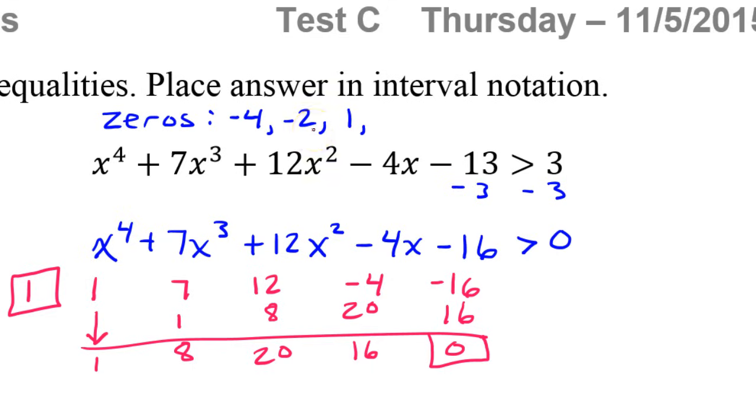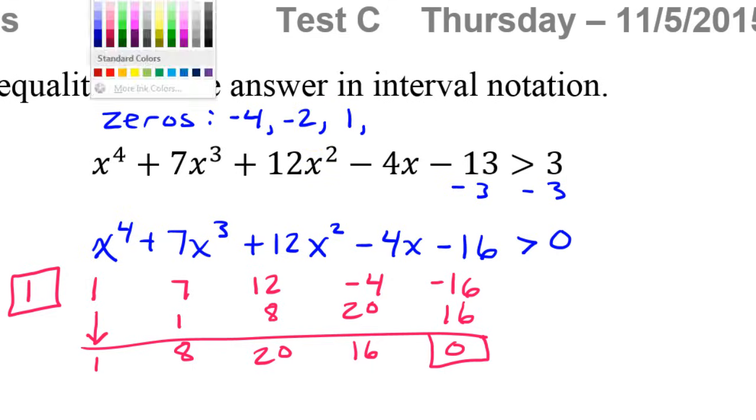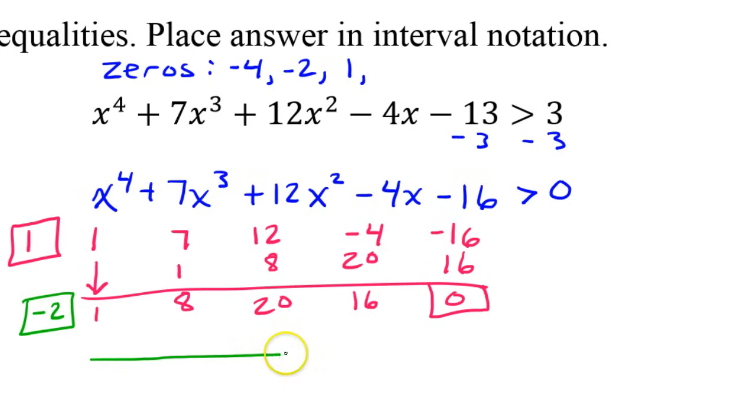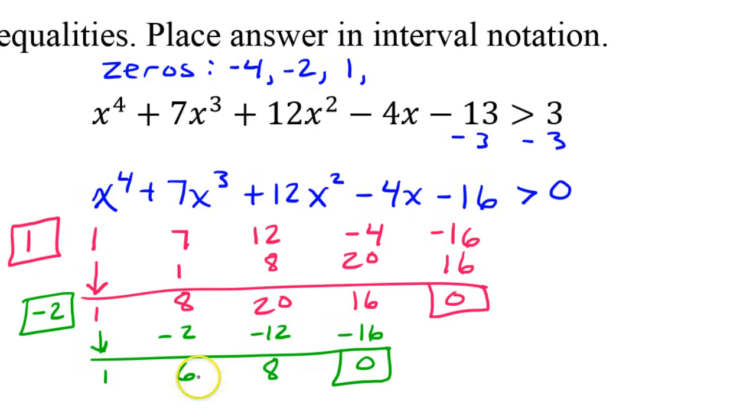So I've got another 0 here, so I'm going to use it. Let me switch to green. I'm going to go ahead and use the 0 of -2. So I'll do -2 right here. 1 times -2 is -2. That's 6. Times -2 is -12. That's 8 times -2 is -16. That's 0. Now, I could turn this back into a trinomial, x squared plus 6x plus 8, and factor it.